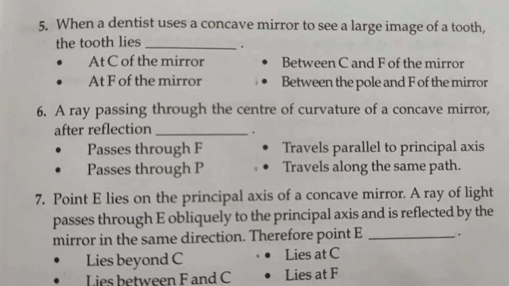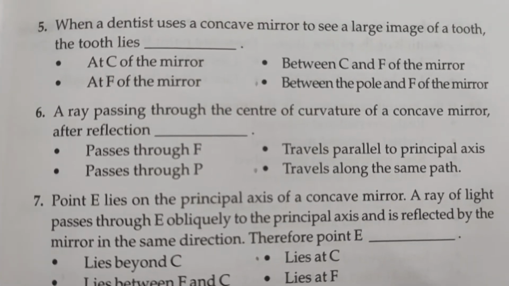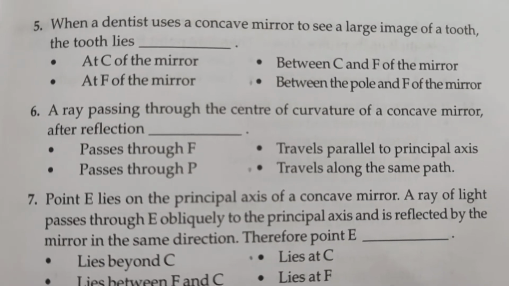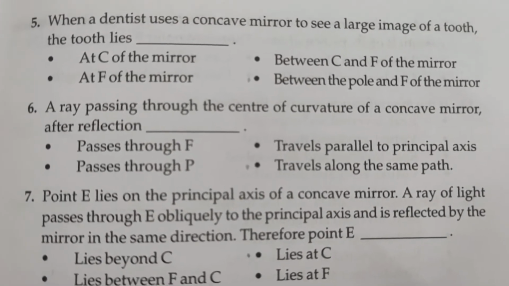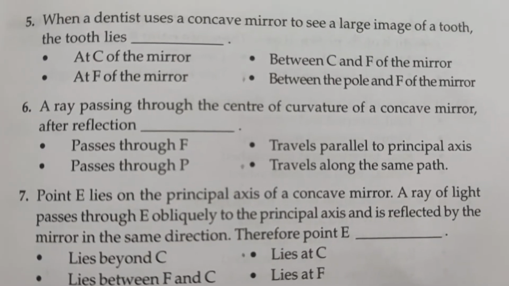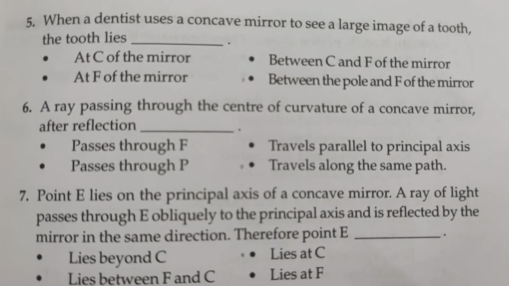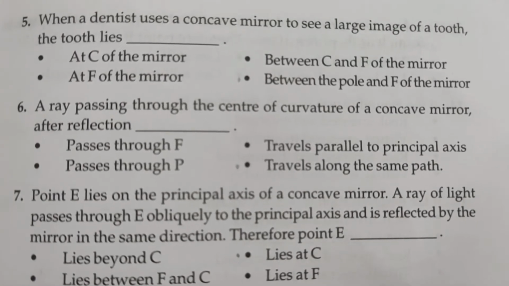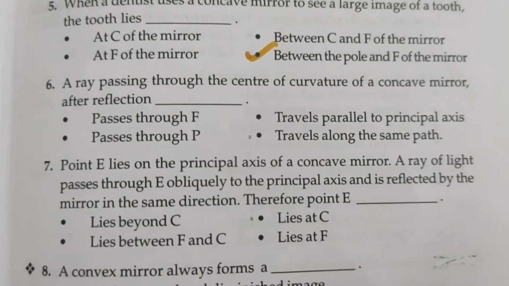When a dentist uses a concave mirror to see a large image of a tooth, the tooth lies dash at C of the mirror, between C and F of the mirror, at F of the mirror, and between the pole and F of the mirror. And the correct option is between the pole and the F of the mirror.